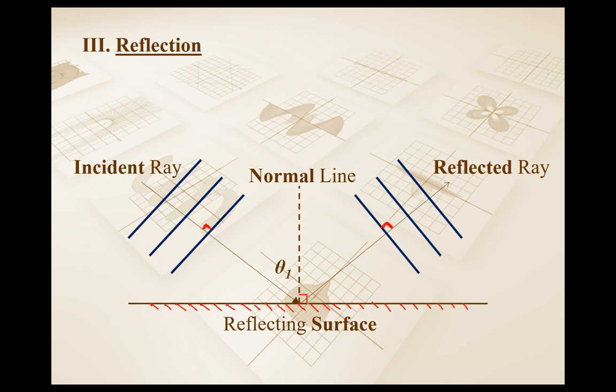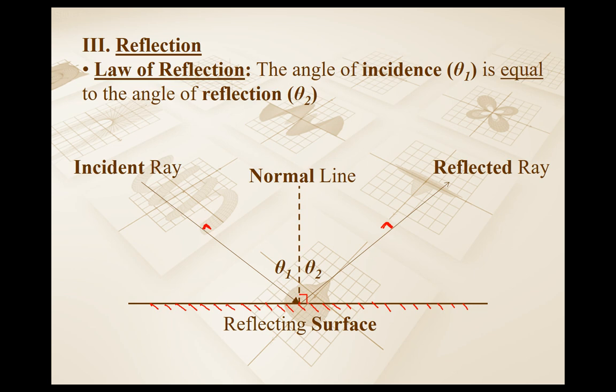Theta 1 is the angle from the normal line to the incident ray. We call that the angle of incidence. Theta 2 is the angle from the normal line to the reflected ray. We call that the angle of reflection. Now, I suspect you're familiar with the law of reflection. What the law of reflection tells you is that the angle of incidence is always equal to the angle of reflection. So in this diagram, theta 1 would be equal to theta 2.